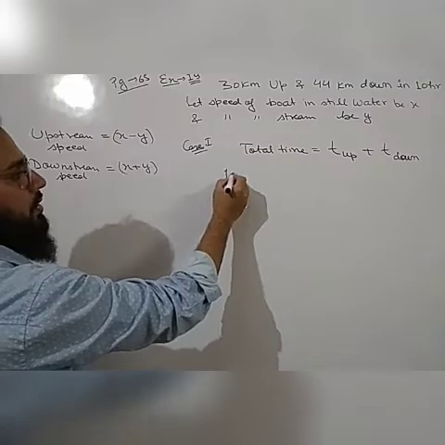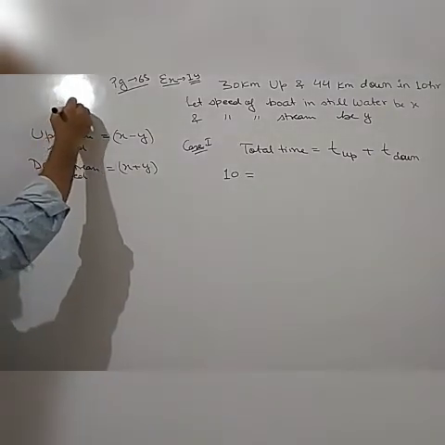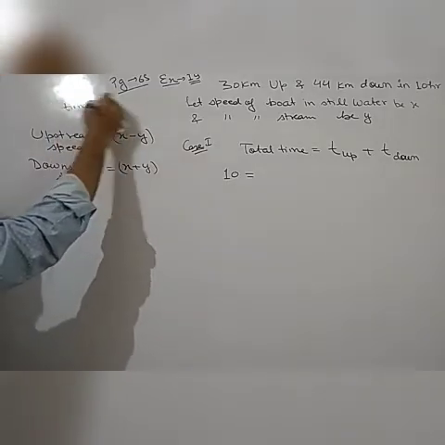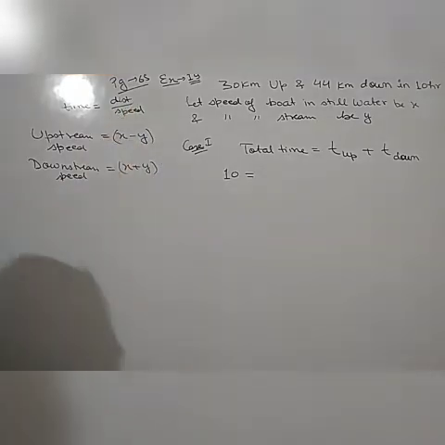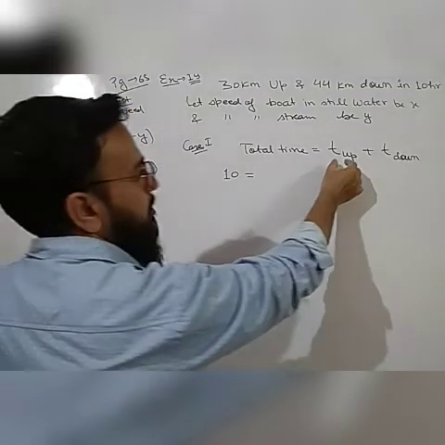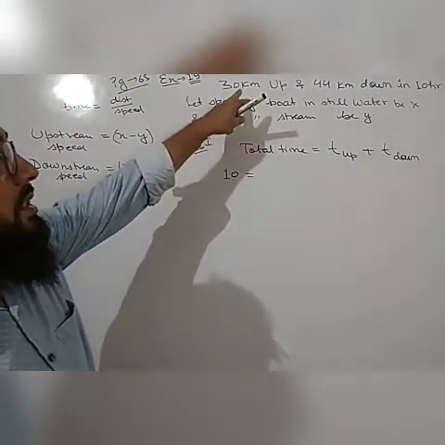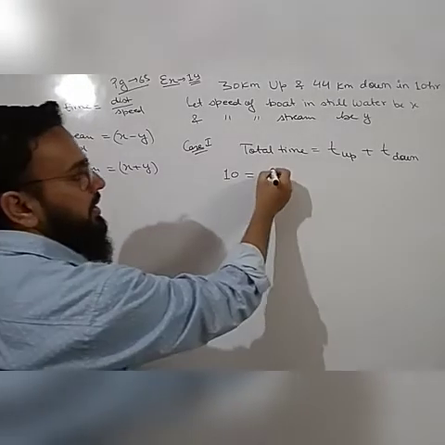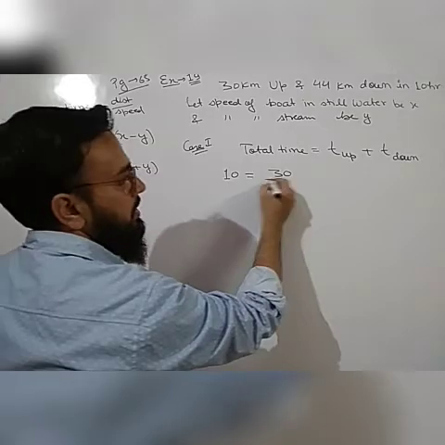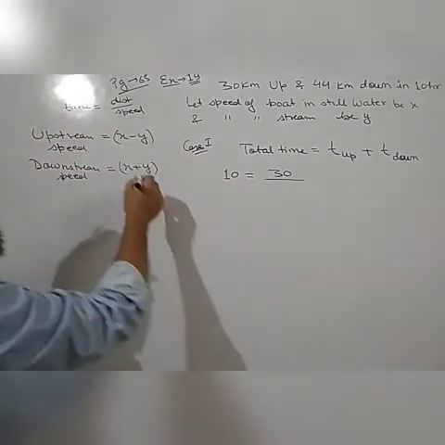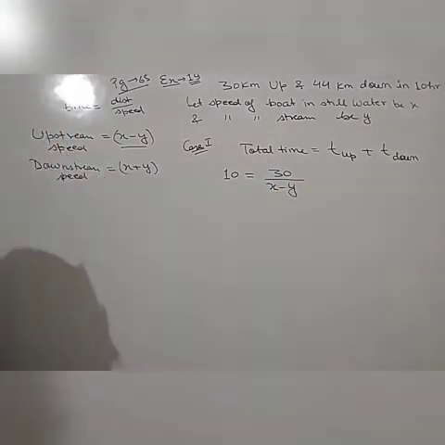So we can put the value now. It is 10 is equal to, what is the formula of time? We know that time is equal to distance upon speed. We all know about this formula. So what will be the time of upstream? It is distance upon speed. And what is the distance of upstream? It is 30 kilometer. We have given in the question 30 kilometer upstream. That 30 will be the distance. And what will be the speed? Speed of upstream is x minus y. So it will be 30 upon x minus y.